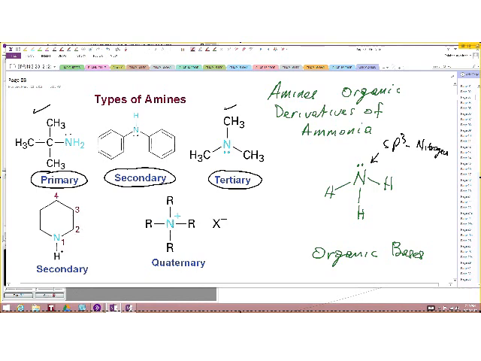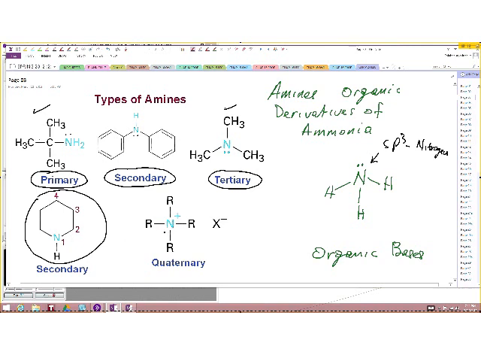We could also have cyclic amines, in which the nitrogen is part of the ring system. Okay, in this particular instance here, what type of amine would this be? Primary, secondary, or tertiary? This here. So secondary amine, very good. So this would be another example of a secondary amine.